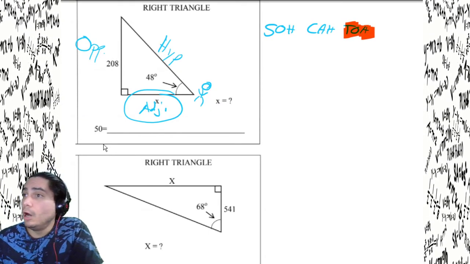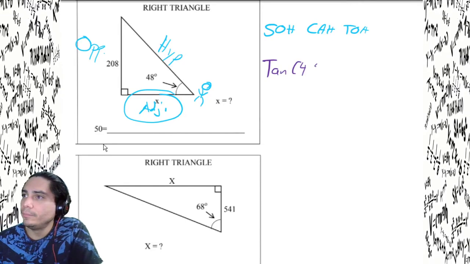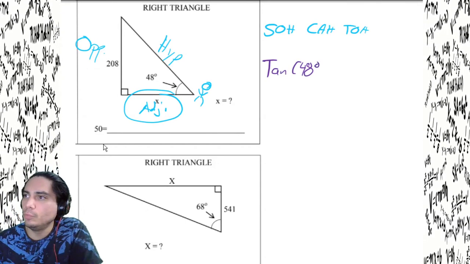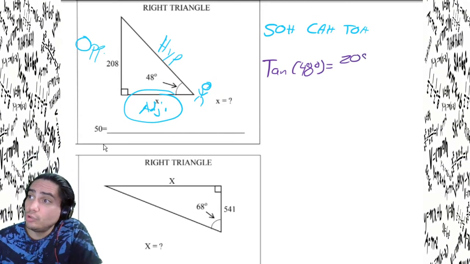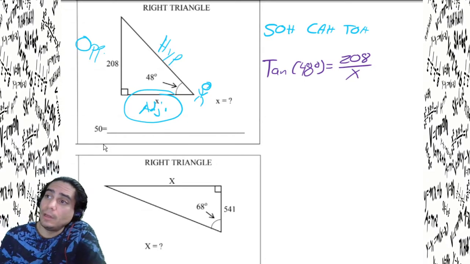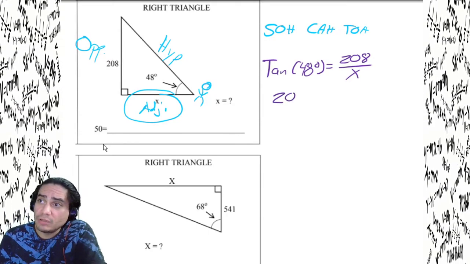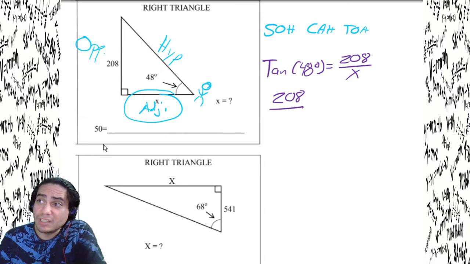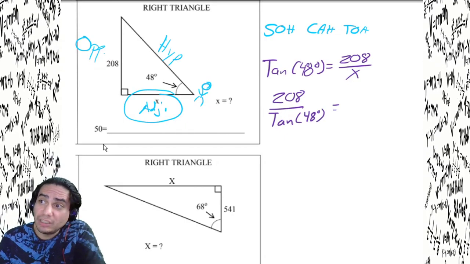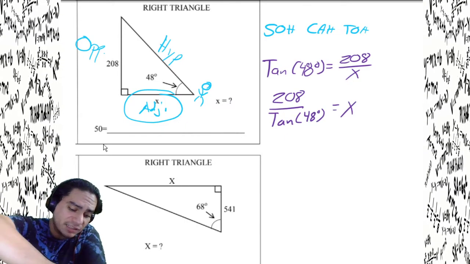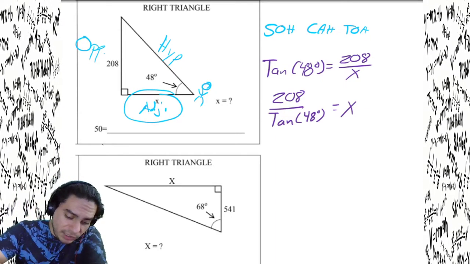Let's set it up. We got the tan of 48 degrees is equal to 208 divided by x. A good way to think about it is we're going to get 208 divided by the tangent of 48 degrees, and we end up with our solution, our x, our missing side. So let's do it. We got 208, we hit enter. 48, tan it, divide.